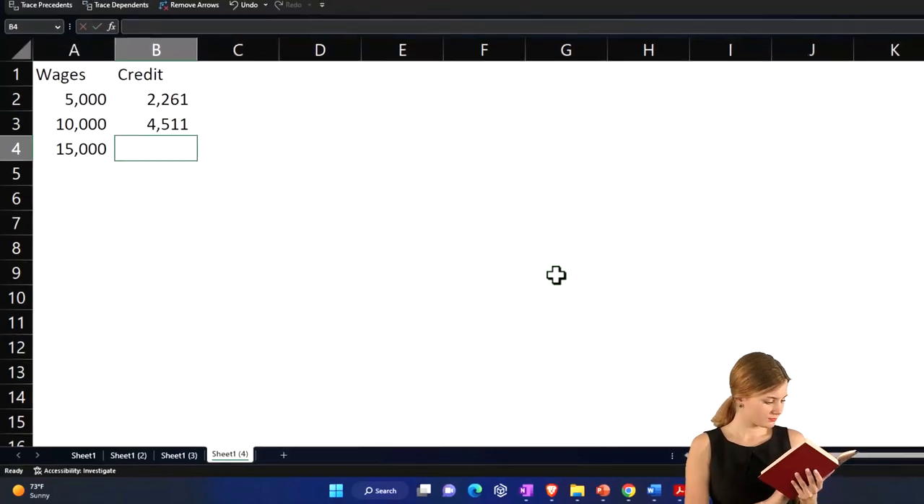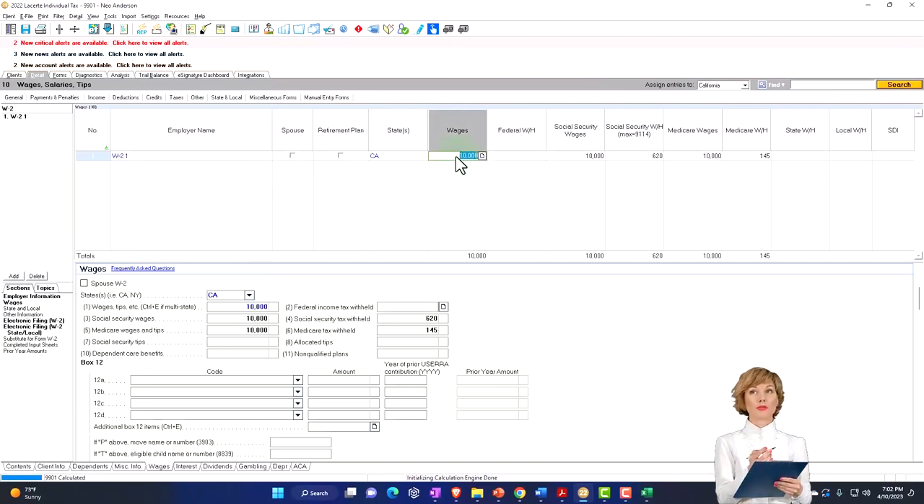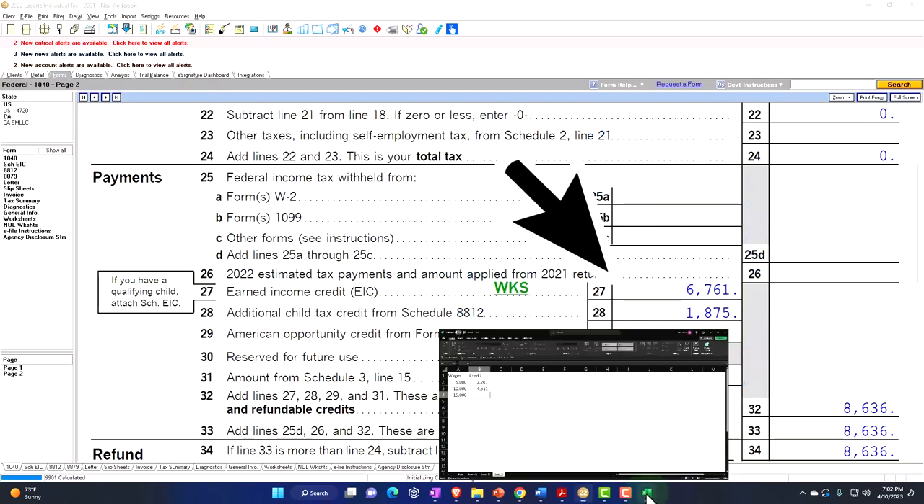Let's go up to 15,000. There we have it. 15,000, and that results in 6761. Not at the max yet.